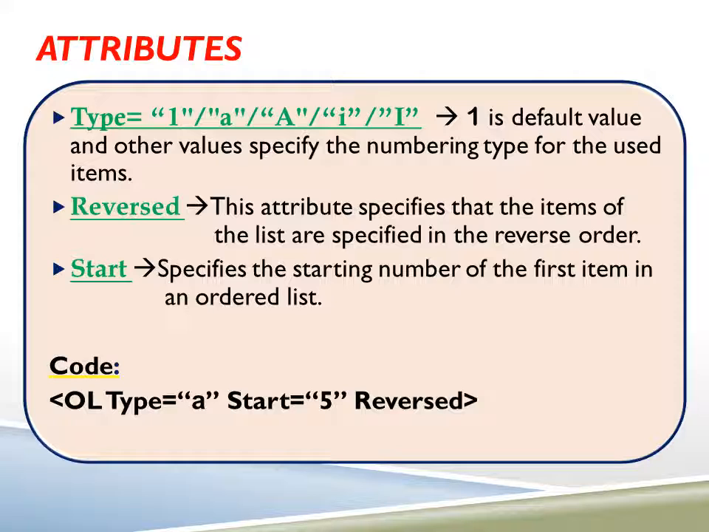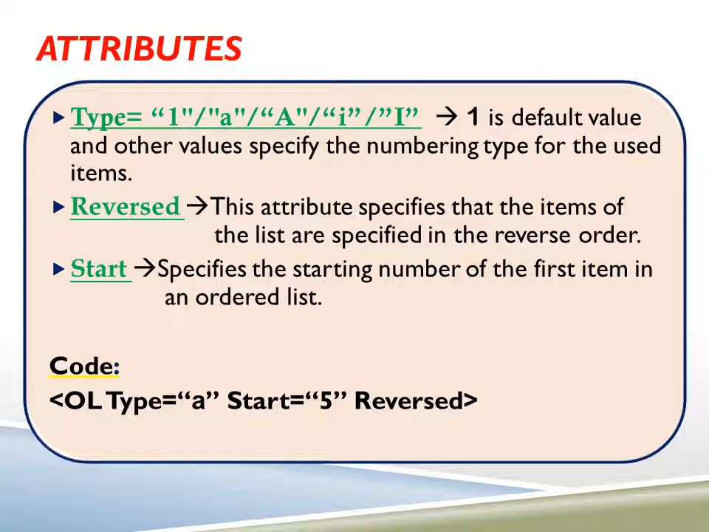Reversed. It doesn't take any value, and this attribute specifies that the items of the list are in reverse order. With this, you can change the order of the list to descending order, or you can start from the last number. Third, start. This attribute specifies the starting number of the first item in an ordered list. With this, you can change the starting number to some other number than the first number.